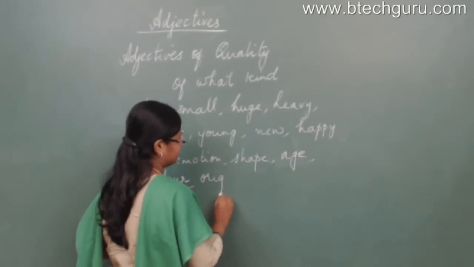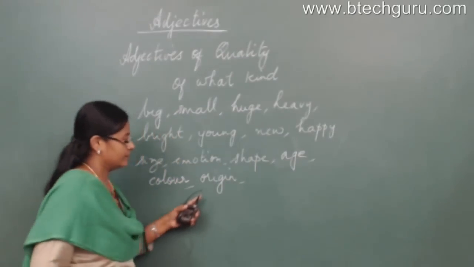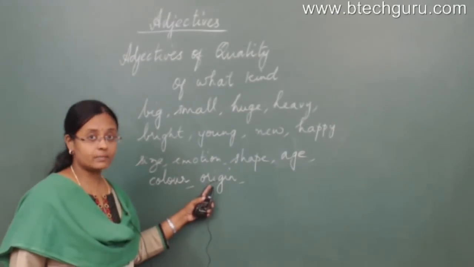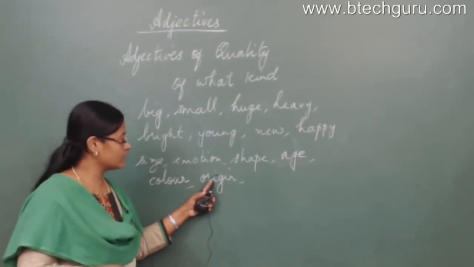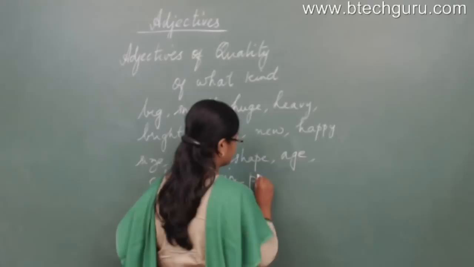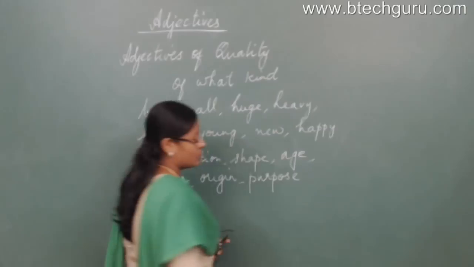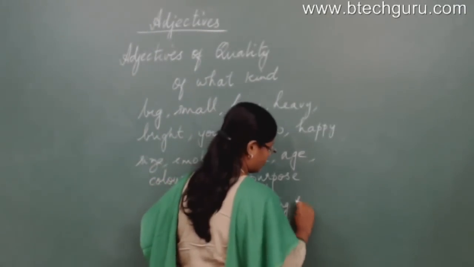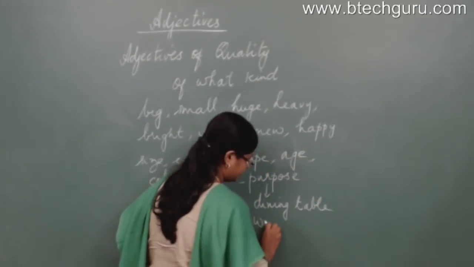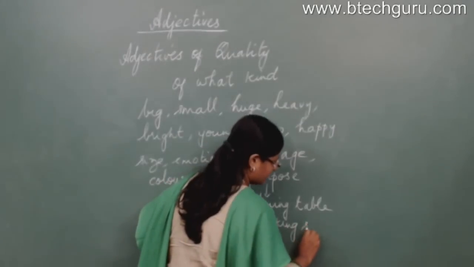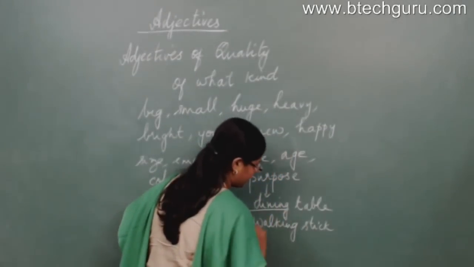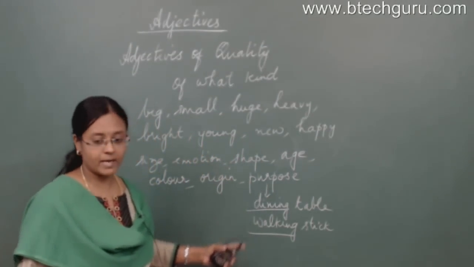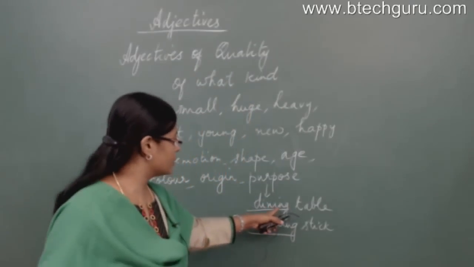Then origin, like French windows, Chinese products, so where they come from. So there it talks about the origin. Then purpose, what is it used for? A dining table, a table that is used for dining. Walking stick, a stick that is used for walking. Running shoes, reading lamp, even these, but actually these are participles which are used to form adjectives. The present participles, with the ing added to them.